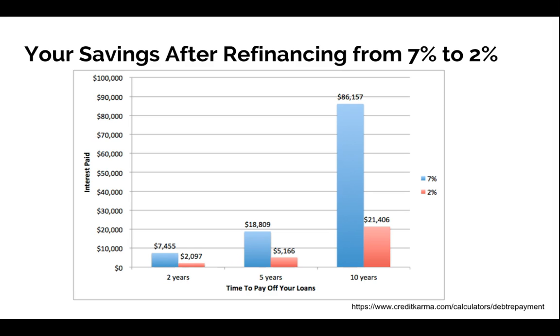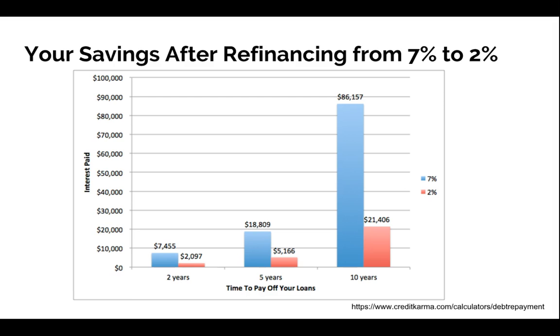Not only do you see how much of a difference it is to go from 7% to 2%, for example, in 2 years, that's almost a $5,000 savings. If you are paying off your loans in 5 years, you are going to be saving almost $13,000. And if it takes you 10 years to pay off your loans, just by getting an interest rate of 2% versus 7% saves you over $60,000.